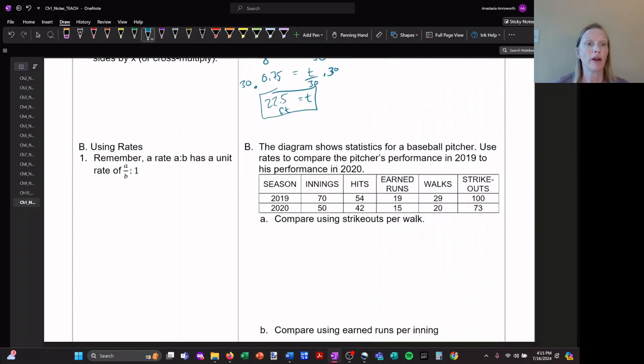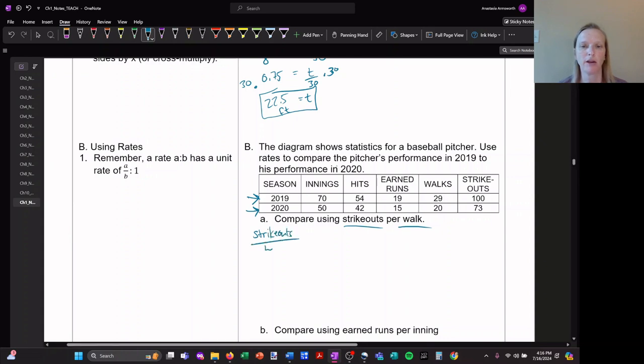Let's look at another example where we might use a ratio, in this case, rates. This is just a big table of statistics for a baseball pitcher, and they want us to use rates to compare the pitcher's performance in 2019 to his performance in 2020. So comparing those numbers to those numbers. And they suggest using strikeouts per walk. Well, strikeouts per walk just means strikeouts are in the numerator and walks are in the denominator, and we want to compare the 2019 number to the 2020 number.